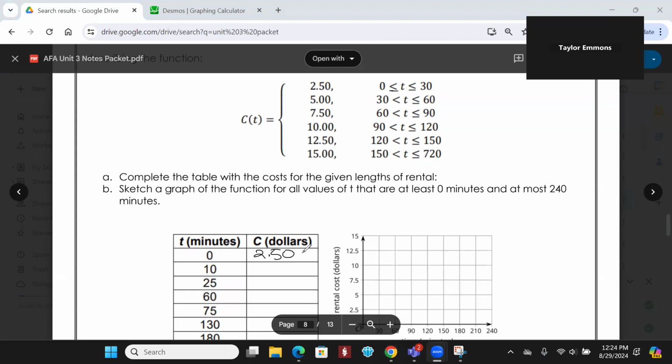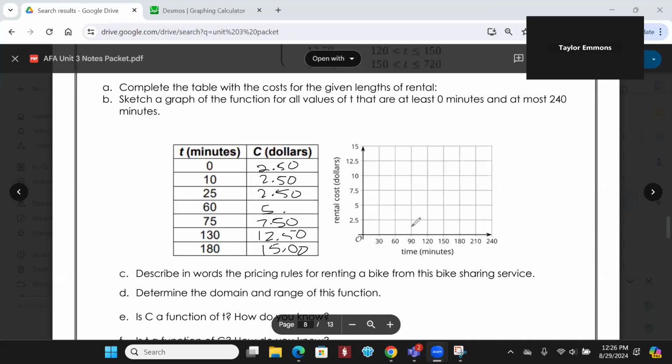Okay. And then if we rent it for 10 minutes, how much is that going to cost us? If we rent it for 10 minutes, that falls between 0 and 30. So how much is that going to cost us? $2.50. What about 25? $2.50. If I rent it for 60 minutes, $5. Can you fill in the rest really quick?